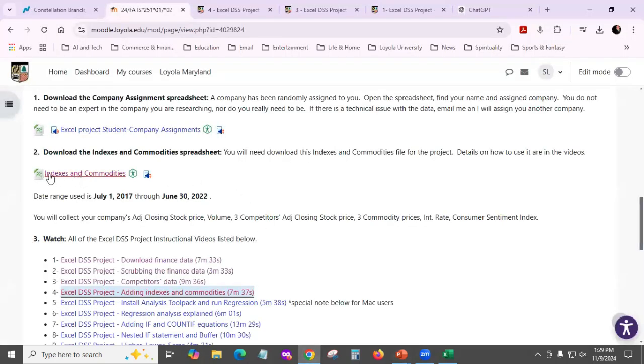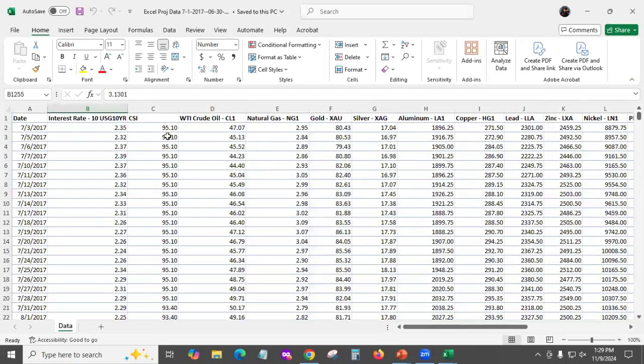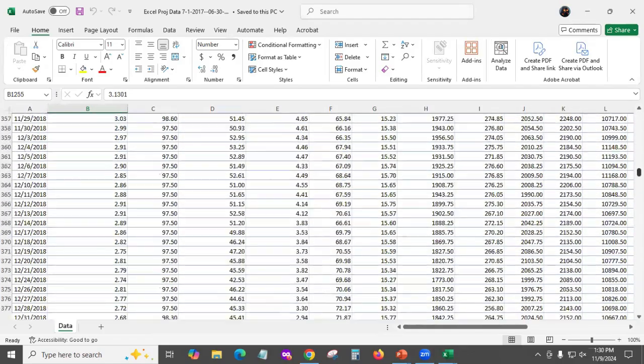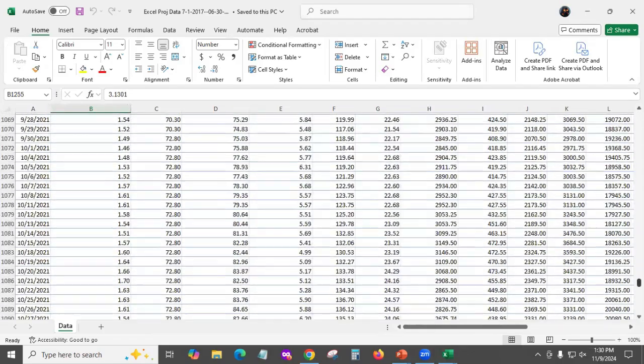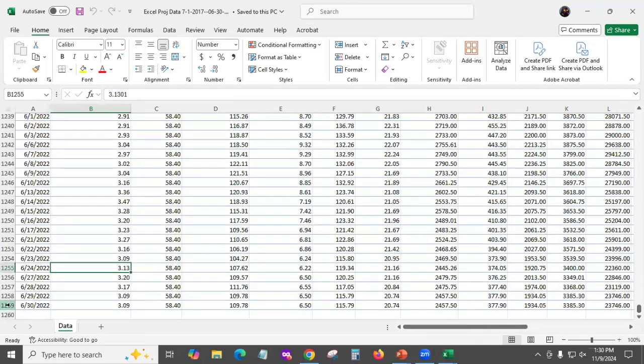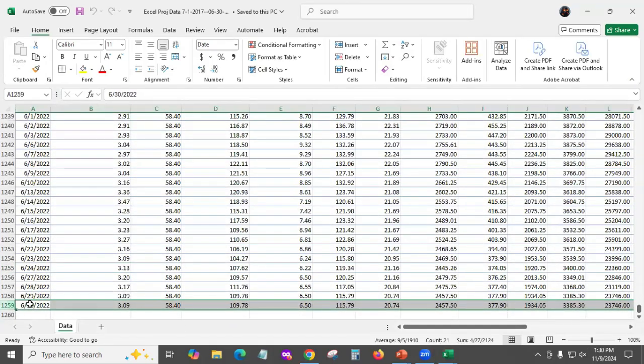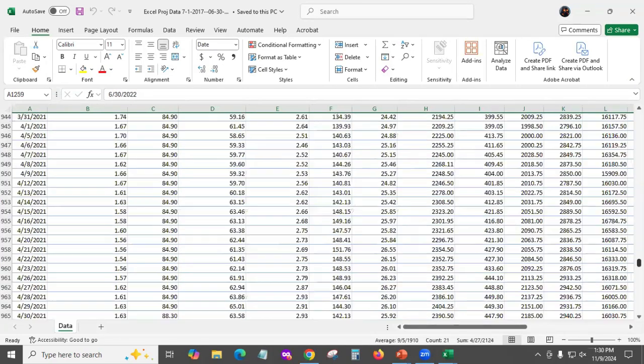On the Moodle site, it's located right here under Download the Indexes and Commodities Spreadsheet. And that file should look something like this. Notice how the date at the top is 7/3/2017, and this lines up with the data that you have downloaded. It should go all the way down to 12/59, which is June 30th, 2022.